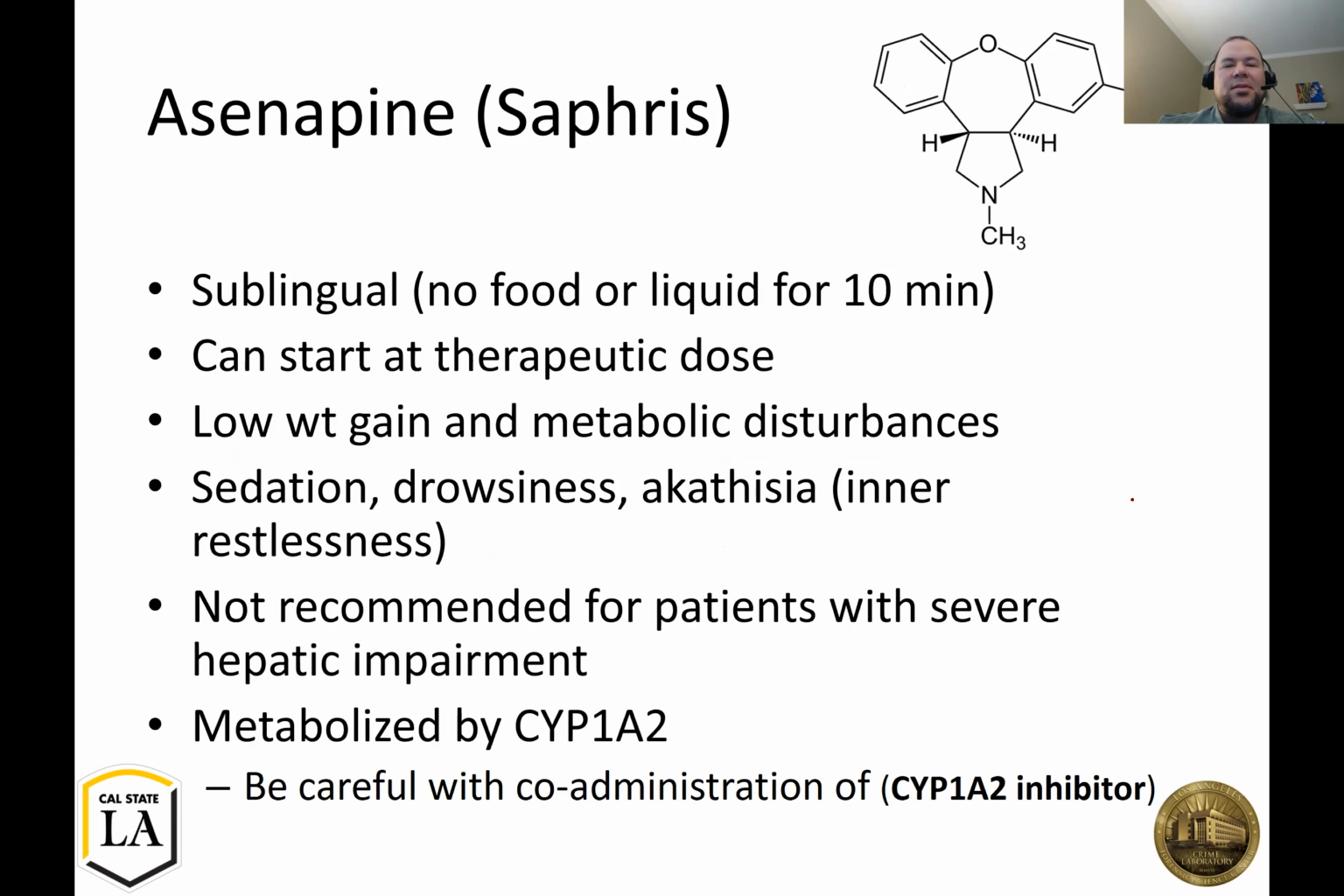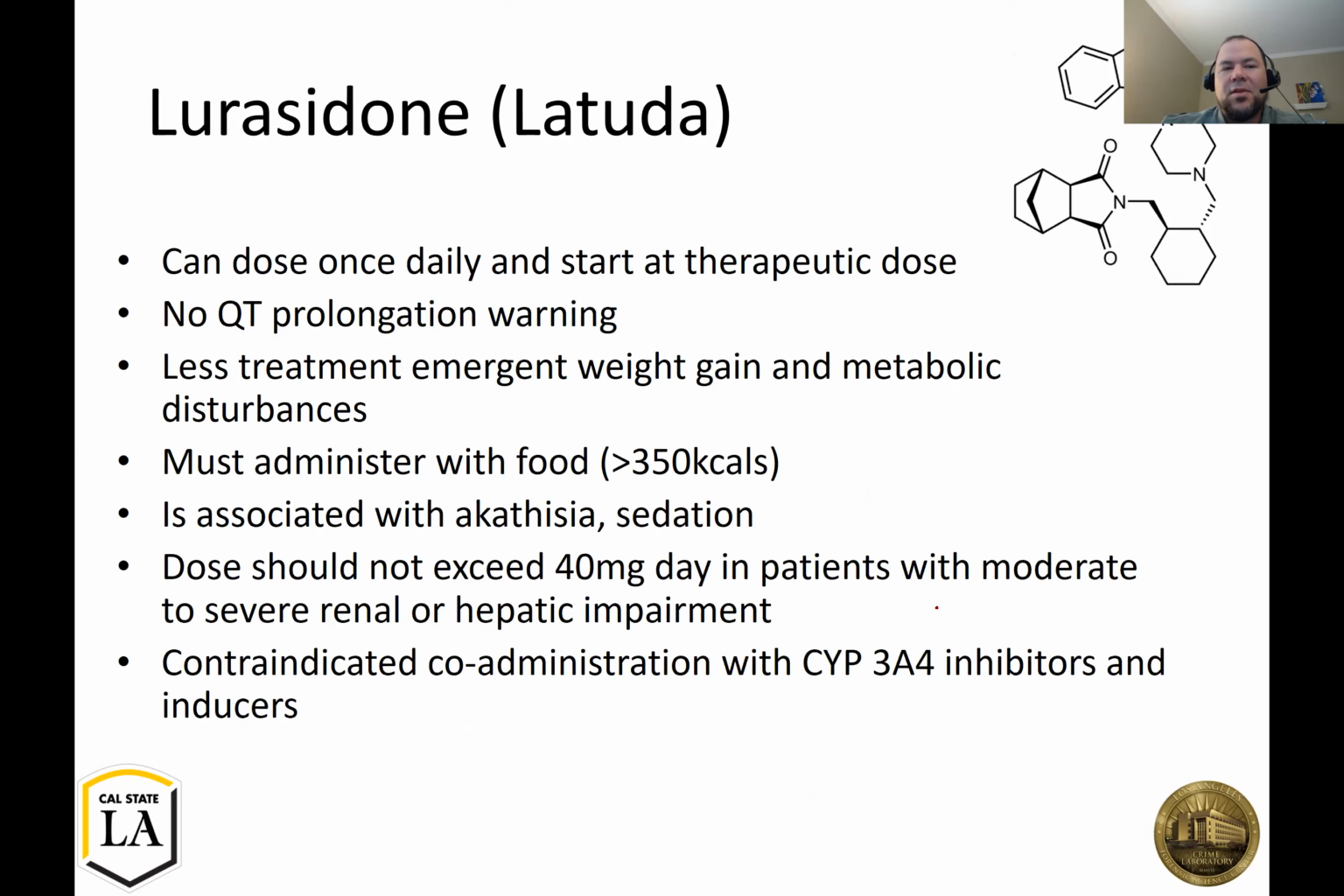Another drug in the class, asenapine, which is Saphris, the trade name. This can be used sublingually. Low weight gain and metabolic disturbances. You do get some sedation and drowsiness. Not recommended for people with severe hepatic impairment. Metabolized by CYP1A2, so that's another one.